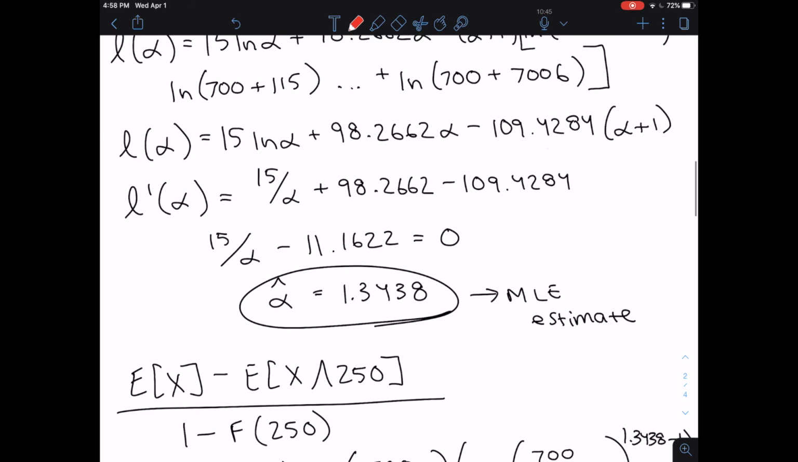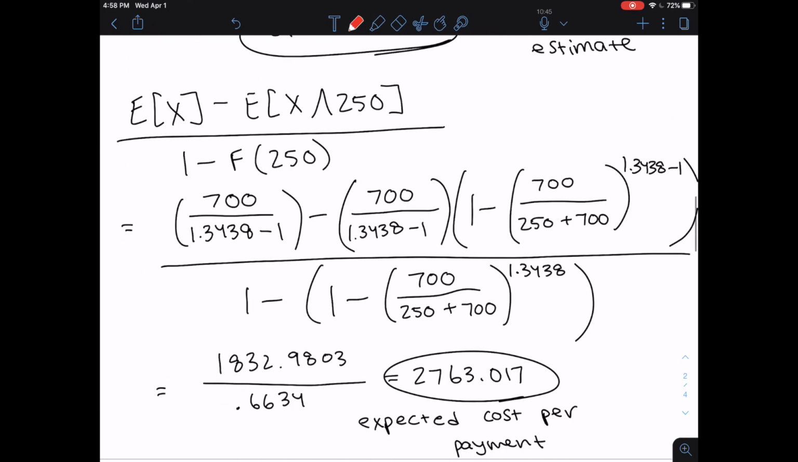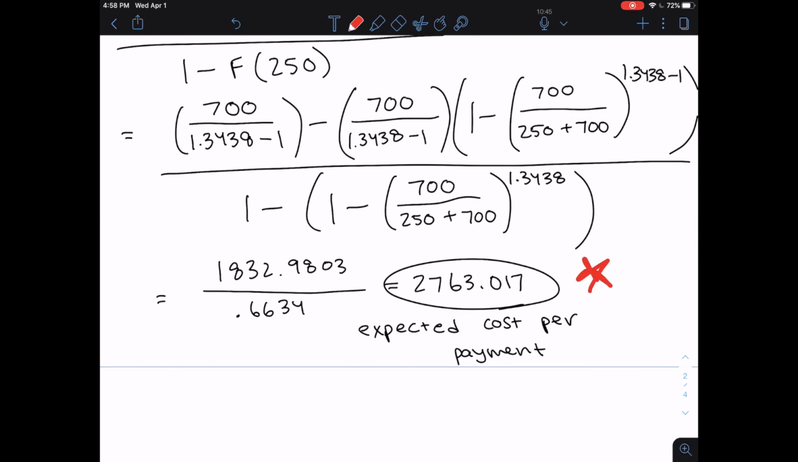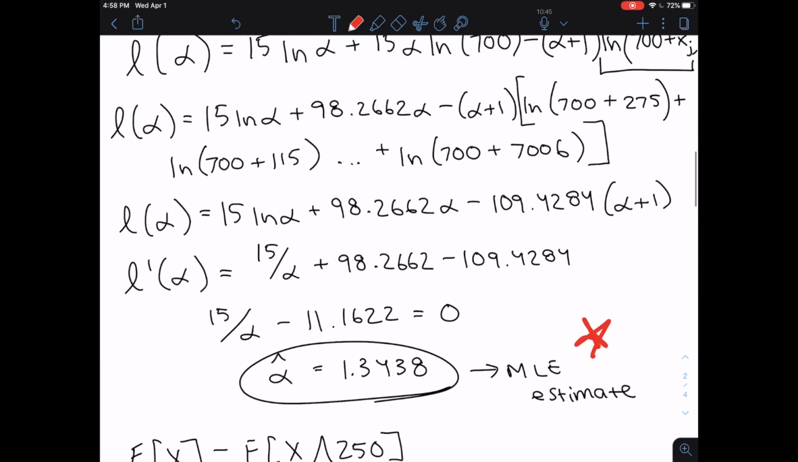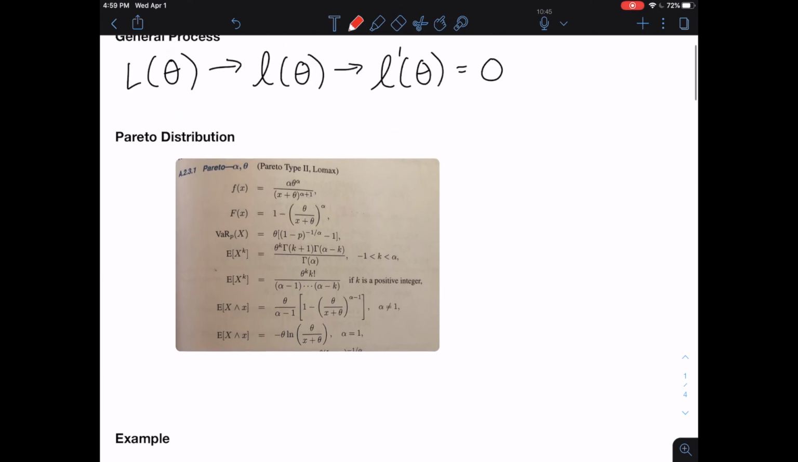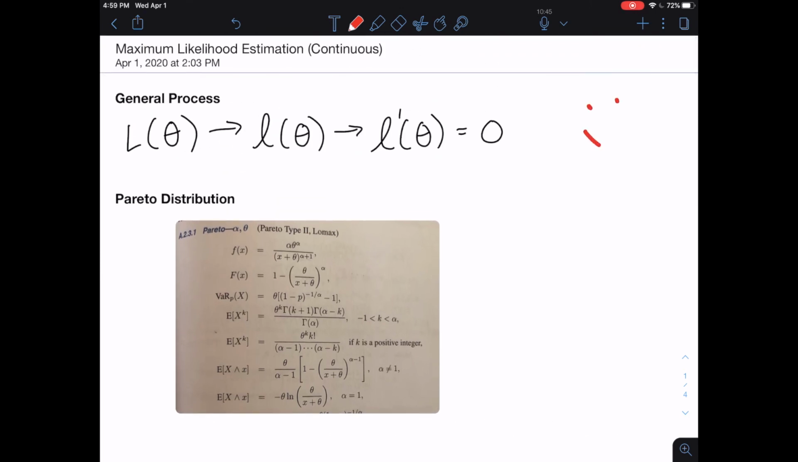In summary, we were able to come up with an MLE estimator for the Pareto distribution, as well as come up with the expected cost per payment for our example. And that is the end of our video on continuous maximum likelihood estimation.